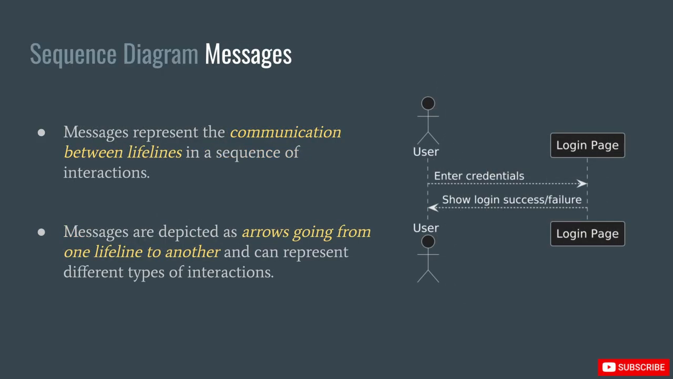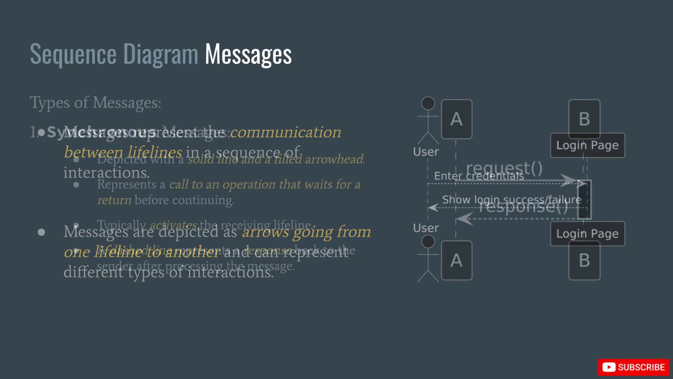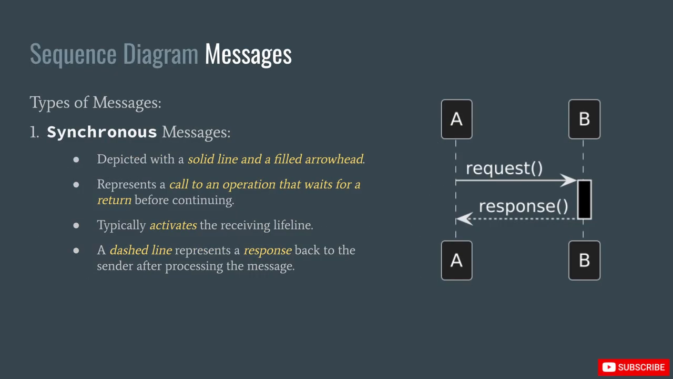Messages show communication between lifelines in a series of interactions. Messages are depicted as arrows between lifelines and can represent various types of interactions. Synchronous messages are depicted with a solid line and a filled arrowhead. They represent a call to an operation that waits for a return before continuing, typically activating the receiving lifeline. A dashed line represents the response back to the sender after processing the message.